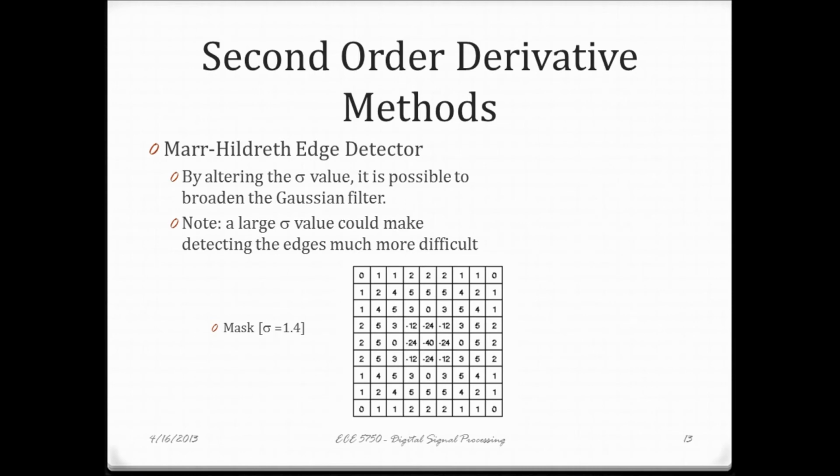By altering sigma value, it's possible to broaden the Gaussian filter. Note a large sigma value could make finding the edges much more difficult.